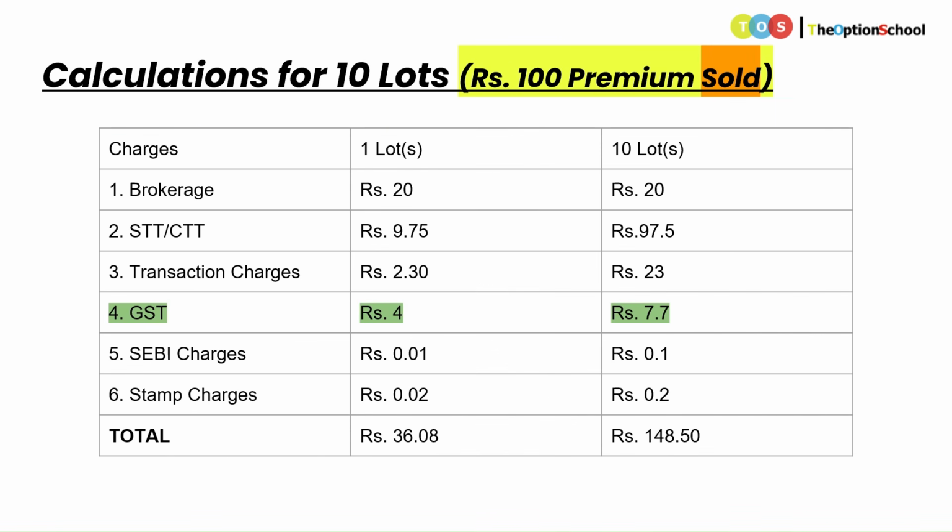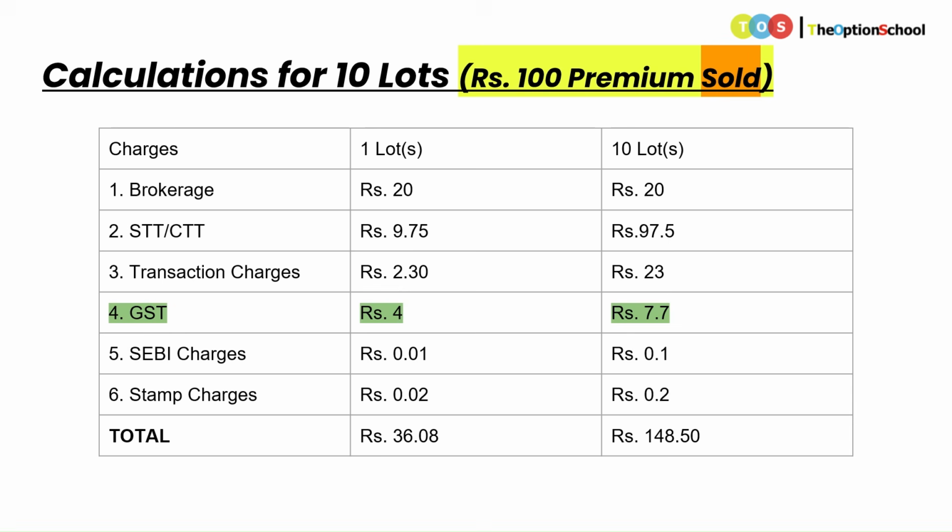So obviously in this case, one hack to save some money is that since brokerage is generally 20 rupees per order, I'm just giving you a comparison in case you're trading one lot versus 10 lots at a time, which definitely requires more margin.